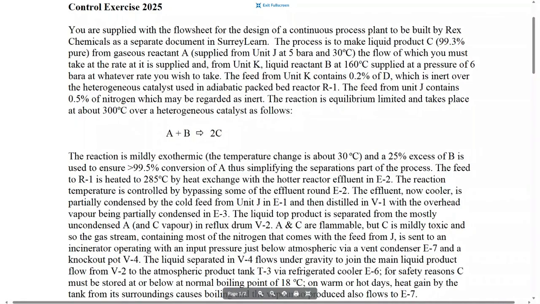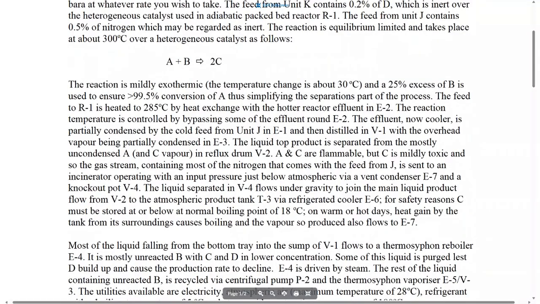The liquid separated in V4 flows under gravity to join the main liquid product flow from V2 to the atmospheric product tank T3 via refrigerated cooler E6. For safety reasons, C must be stored at or below its normal boiling point of 18 degrees Celsius. On warm or hot days, heat gained by the tank from its surroundings causes boiling, and the vapor so produced also flows to E7.